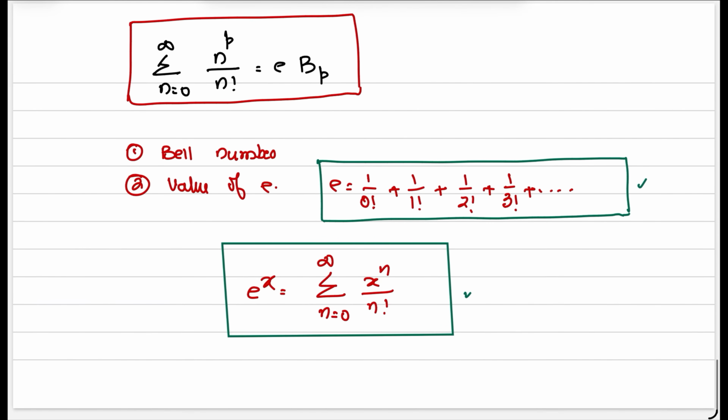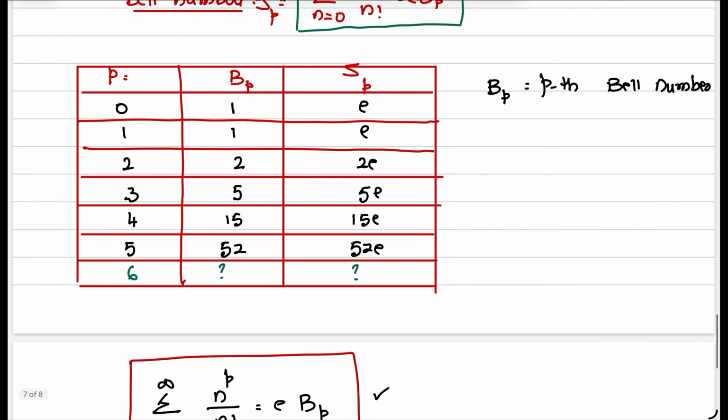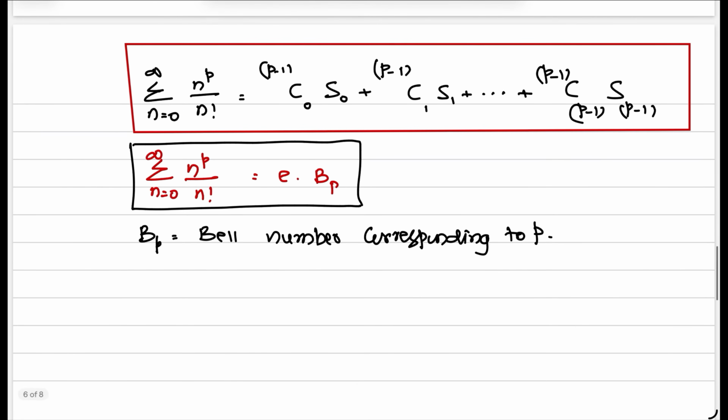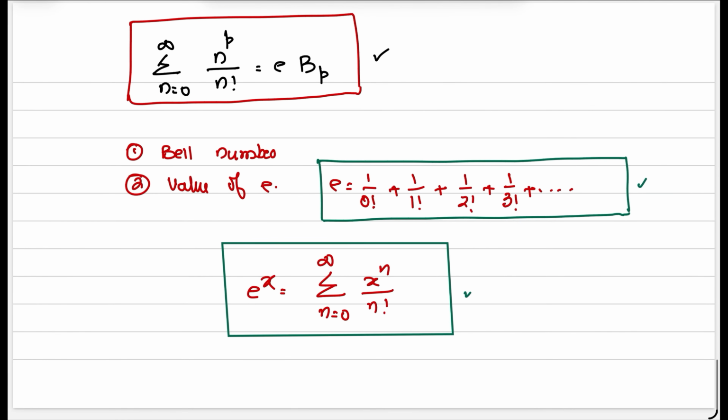Now, you got the Bell number, you defined the value of e, and then this series has become e into the Bell number. For various values of p, how did we get the Bell number? We got the Bell number from this equation, and we have got the value of this particular equation.